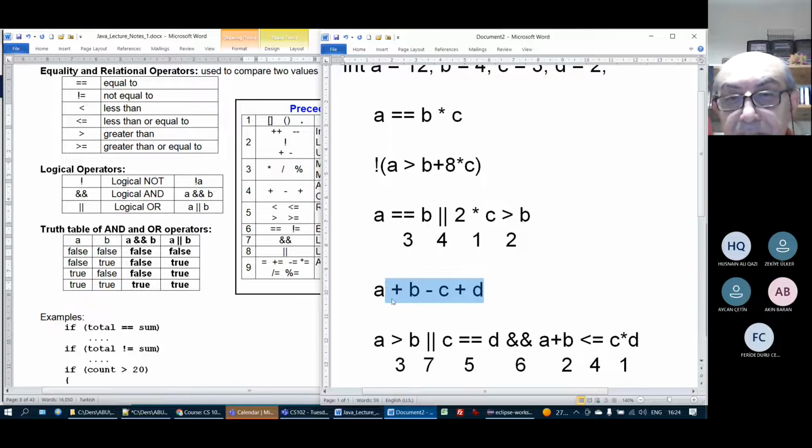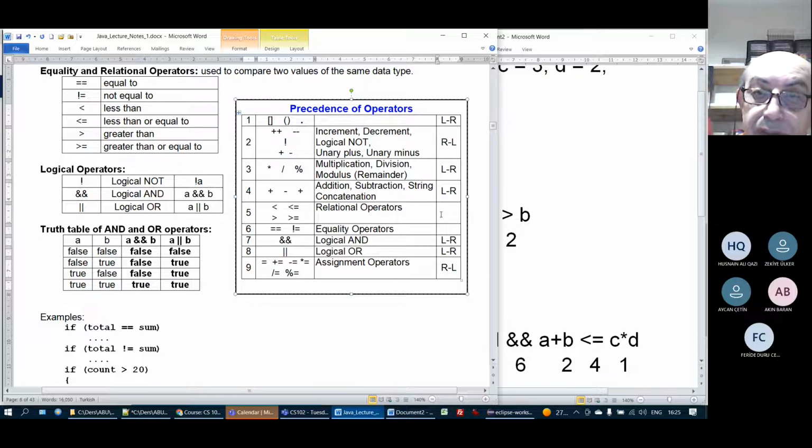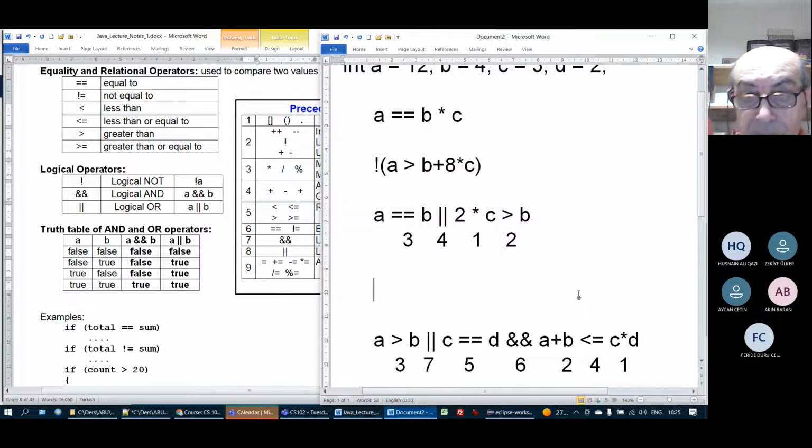But we cannot write something like this: A greater than B, less than C. This is not possible. Okay, we cannot write something like this. We cannot combine two or more relational operators or equality operators together. Because this result is a true or false, and then with this true or false, can we compare a value, for example, a number? No. So we cannot write something like this. That's why we didn't put here left to right. They cannot be combined, but plus, minus, or multiplication, division can be together.